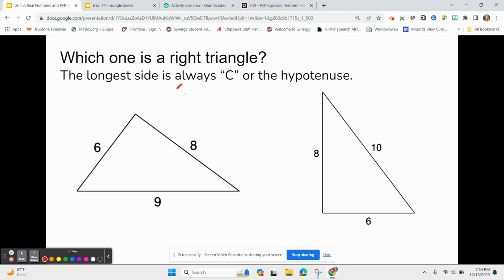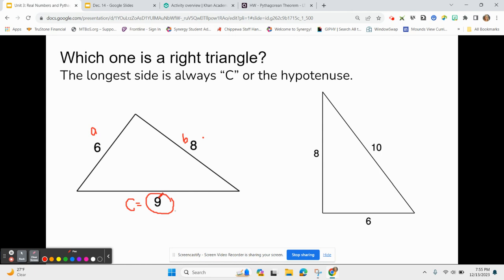always the longest side. So if you're looking here, there's a couple of triangles, and the question is, which one is a right triangle? Notice that there is no symbol showing us that it's right, so we're going to have to use the Pythagorean theorem to check it. Here, 9 is my largest side, so that would suggest that my C is right here. Let's just call this A, B.